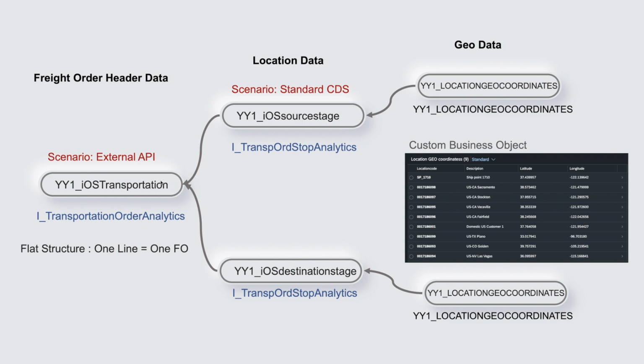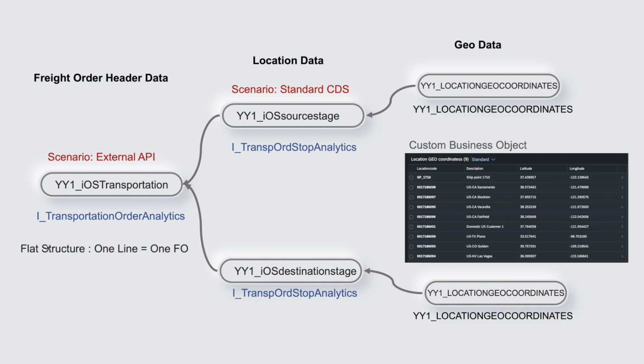Now, the only thing that is really specific about this custom CDS is that it was created under the scenario of external API, since we are going to be exposing the data to the outside world. This custom CDS rests on a primary data source, which is an SAP standard CDS, which is this one here, I Transportation Order Analytics, I being for interface. And this is going to be our primary data source, which is going to provide the header data of our freight order, meaning the number, the business partner, the carrier, the weight, header information.